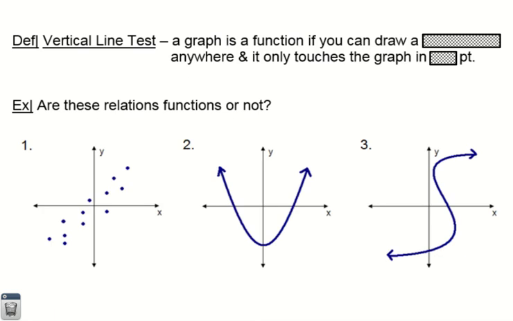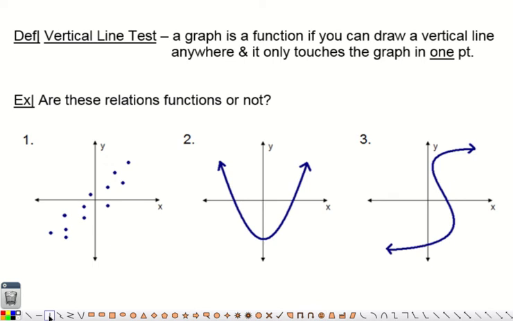And as far as a graph goes, there's also a very quick test here called the vertical line test. The vertical line test is something you can use to test if a graph represents a function or not. A graph is a function if you can draw a vertical line anywhere and it only touches the graph in one point.